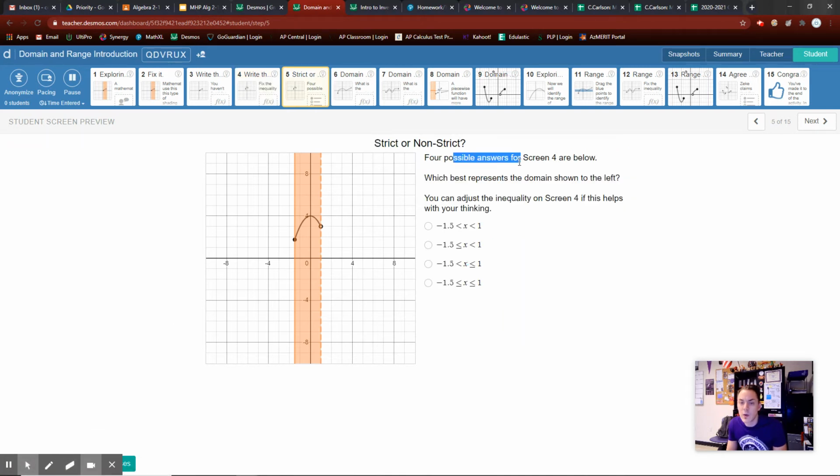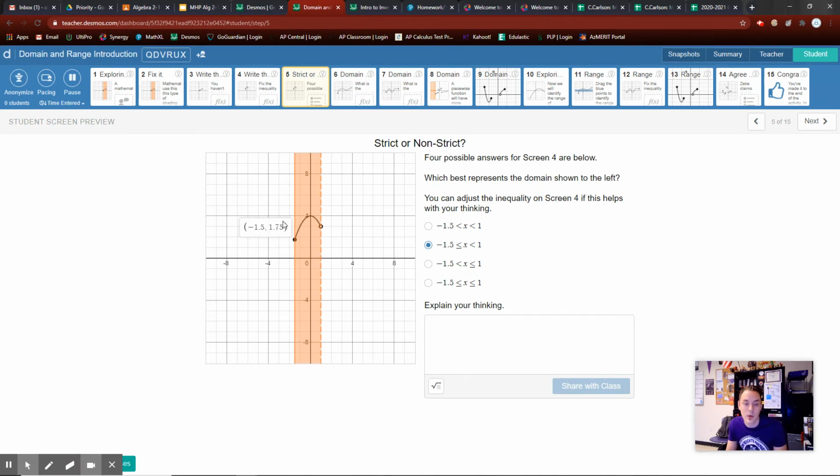Now for the four possible answers for screen 4, you can adjust the inequality in screen 4 if it helps. I mean, clearly we already did it. Okay, it's this one right here. And I know it's this one because, obviously, it's solid right here. This is 1.5. My x, I'm only looking at the x. I don't care about the 1.75. That's my y value. I only care about the x value, and that's negative 1.5. Why do I care about the x, Mr. Carlson? Because it's domain. Domain is your x values, your inputs.